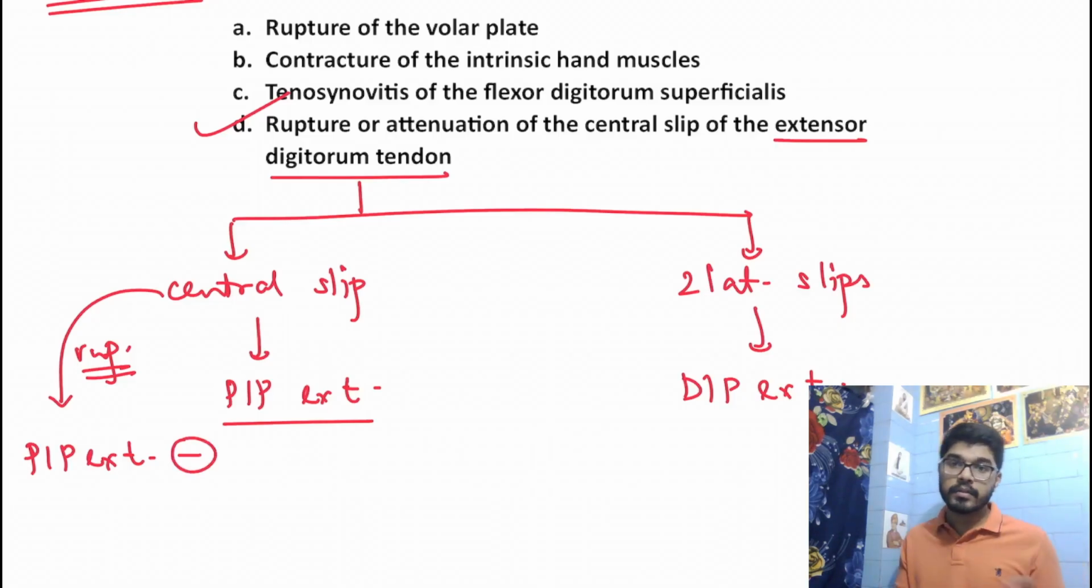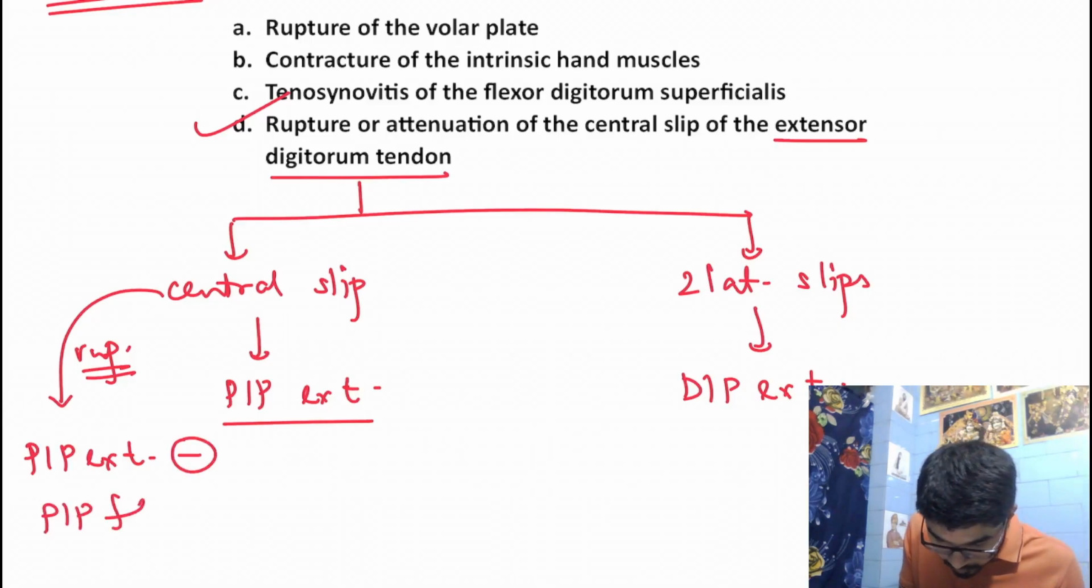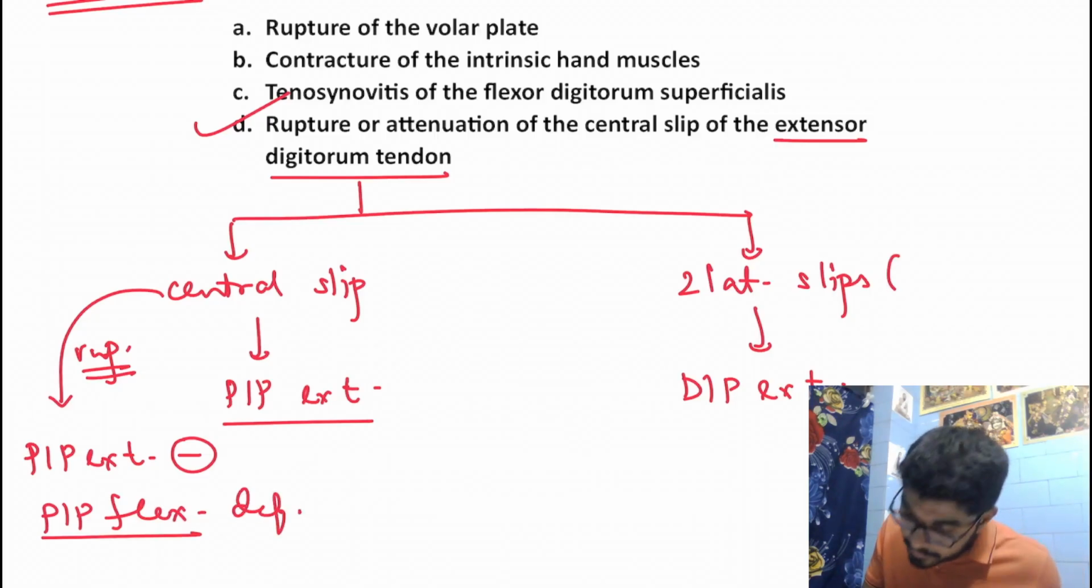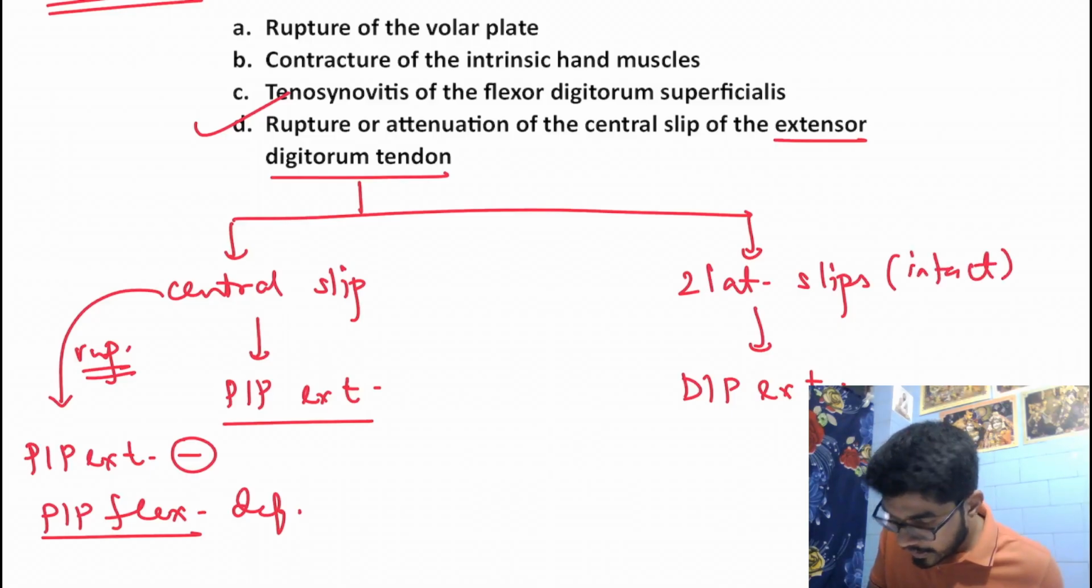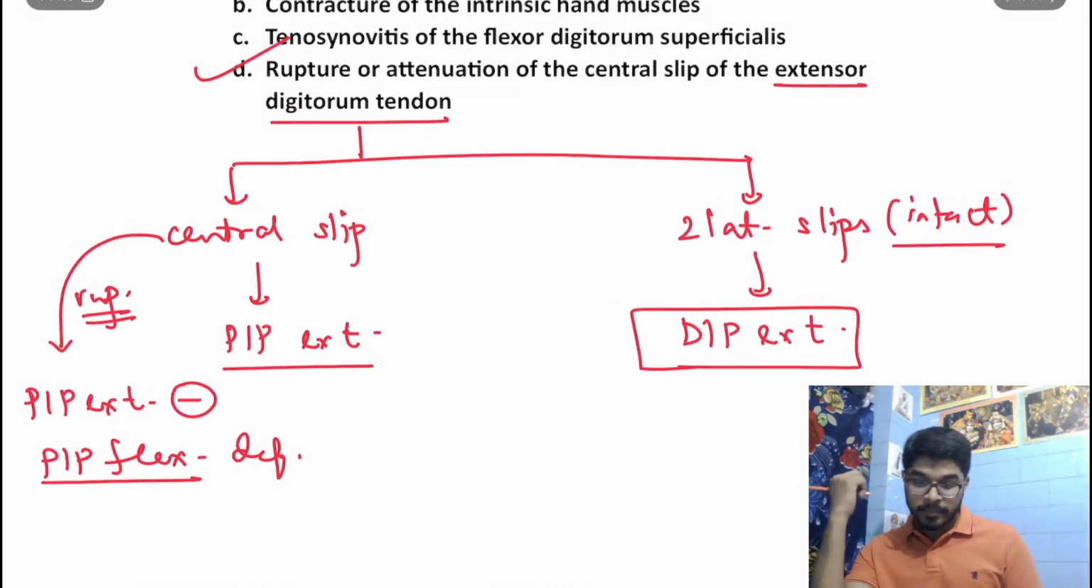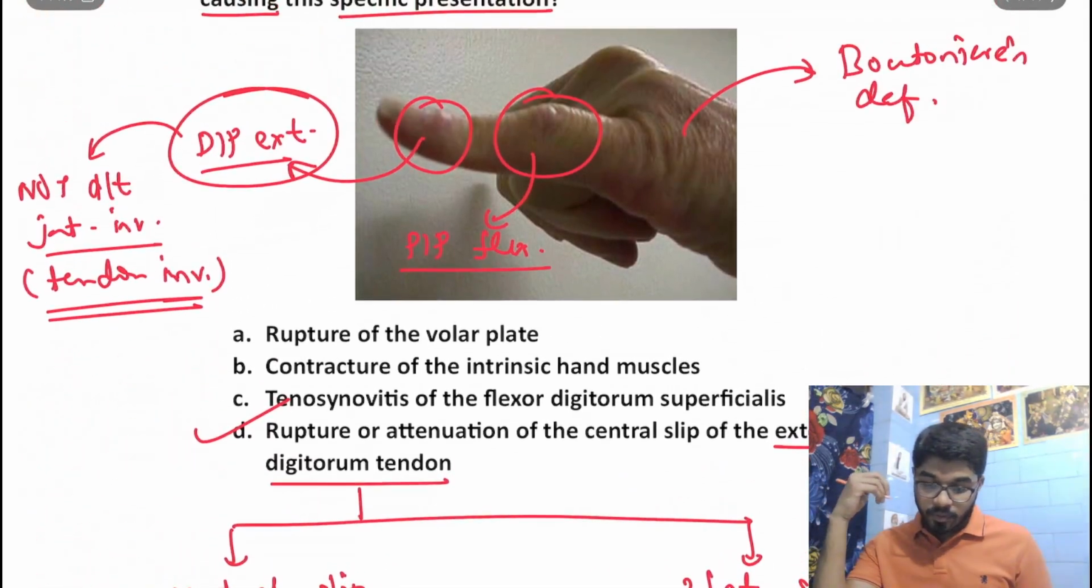But the flexors are acting normally. That's why you would get a PIP flexion deformity. And these lateral slips are actually intact, and that's why we get this DIP extension. So that's why we get this Boutonniere deformity.